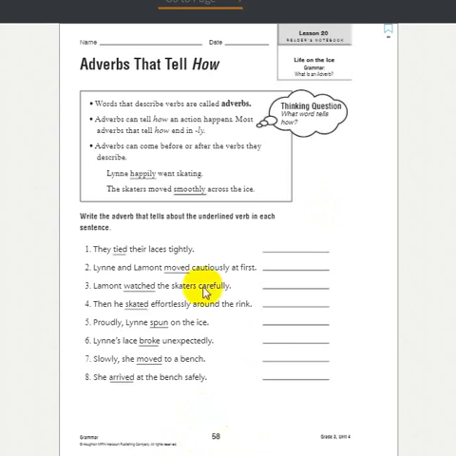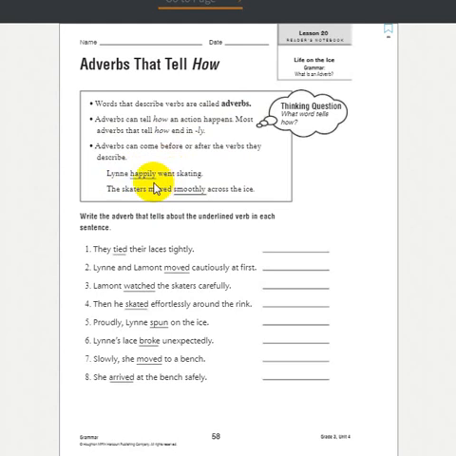Okay, and today we're going to talk about adverbs, okay? So, what is an adverb? Well, words that describe verbs are called adverbs, okay? And most adverbs tell how, and end in ly. For example, let's take a look over here. Lynn happily went skating. What's the verb here? Went. Which word describes went? Happily. It describes how Lynn went skating.